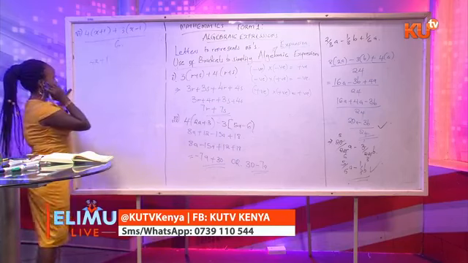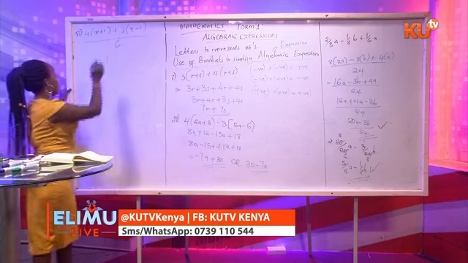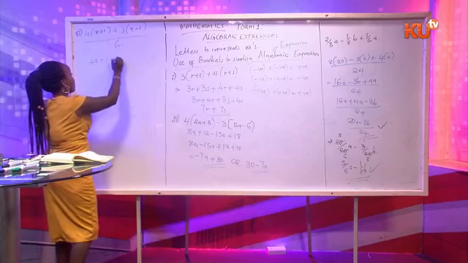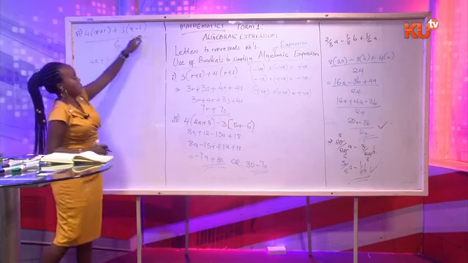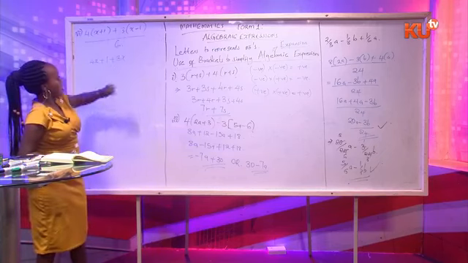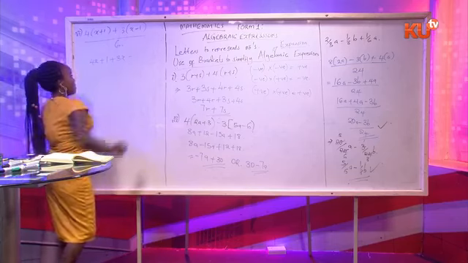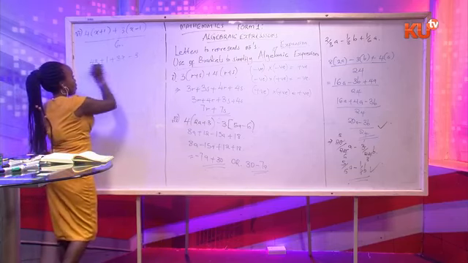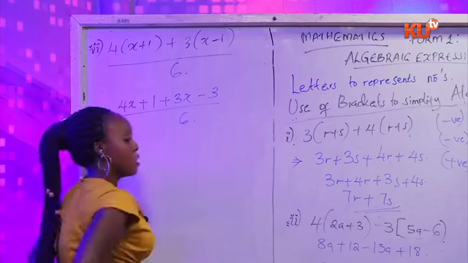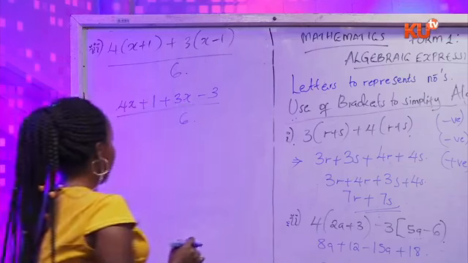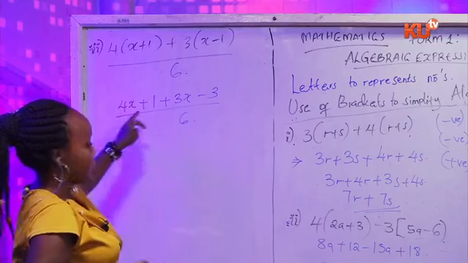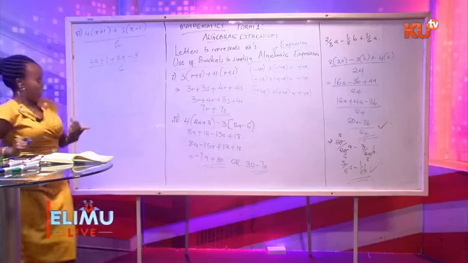Then we go to 3x, 3 multiplied by x, that will be given by 3x, because they're all positives. And then a positive 3 multiplied by a negative 1. A positive multiplied by a negative gives you a negative. So this will be minus 3 all over 6. And then thereafter we collect like terms, whereby we have the terms there that are with x and the numbers alone.